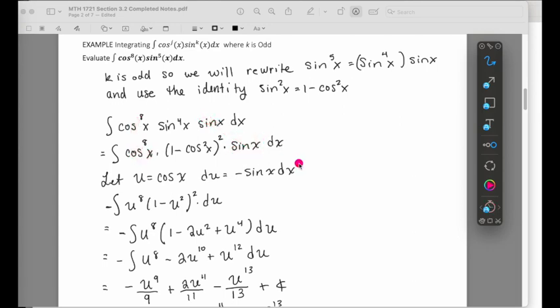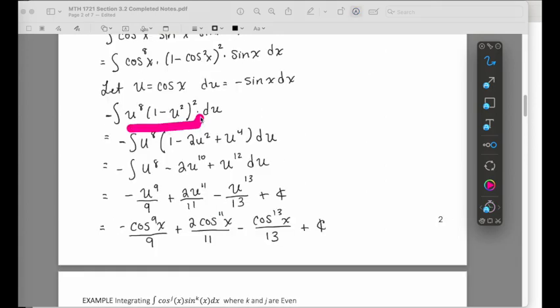Now I can use substitution, let u equal cosine x, so du is going to be negative sine x dx. So anywhere I see cosine, I'm going to replace it with u. So I have u to the 8th. This is going to be 1 minus u squared, the whole quantity squared, times, and then sine x dx is going to get replaced with the negative du. So here's my negative, here's the du.